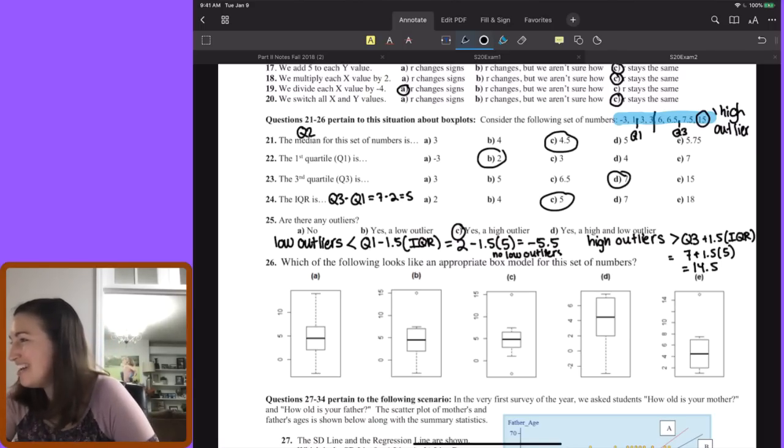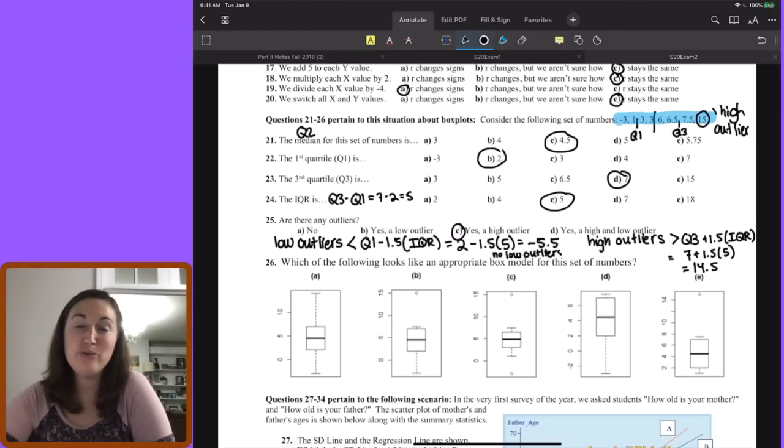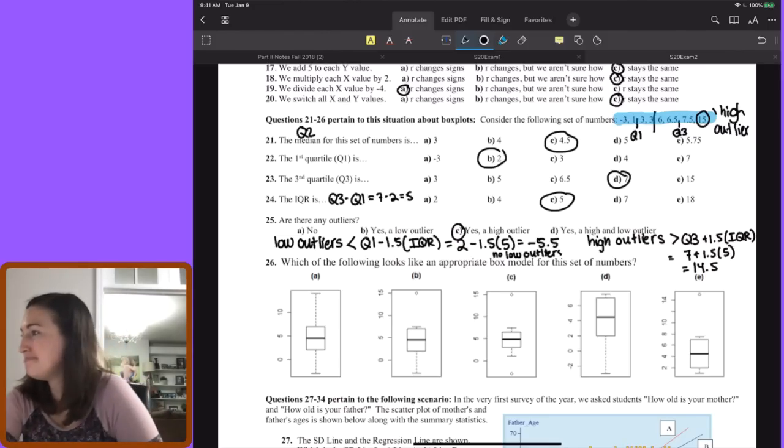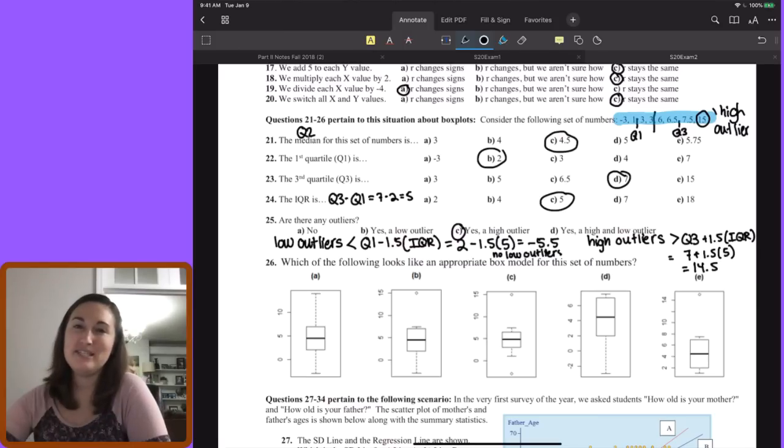Looking at the chat, it says, is Q2 also the median? Yes, Q2 is the 50th percentile, aka the median. When do we not include the middle number when looking at the first quartile? Basically, anytime you're doing these calculations, don't include the median when you're calculating Q1 and Q3, even if the median is a number on the list, just to be consistent.